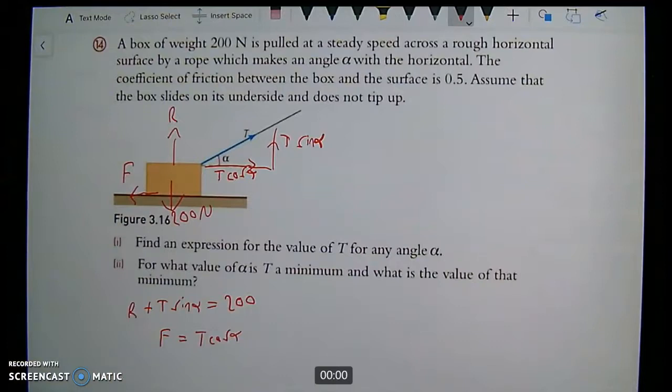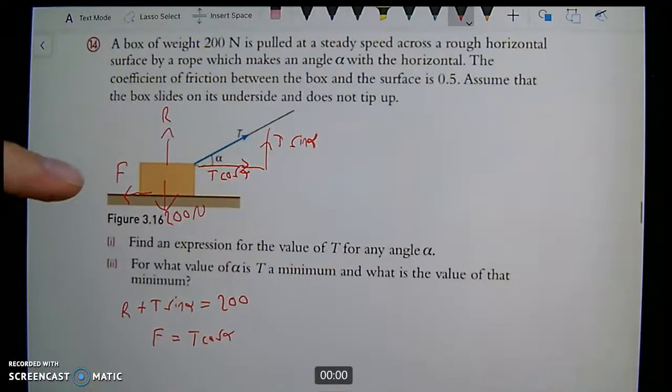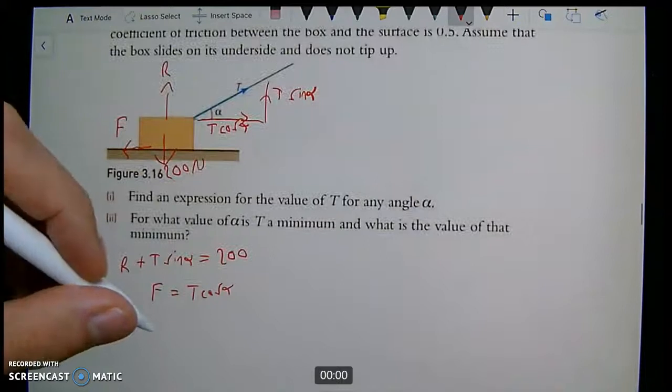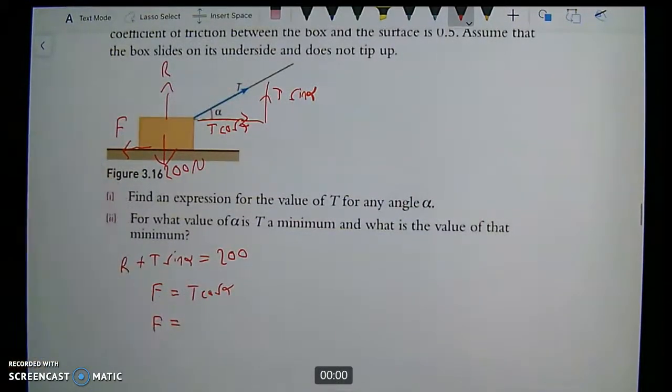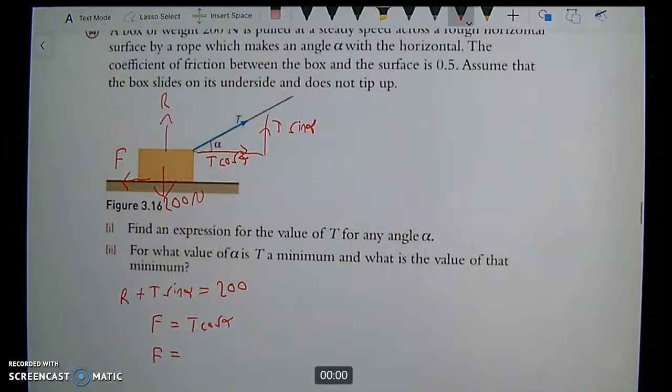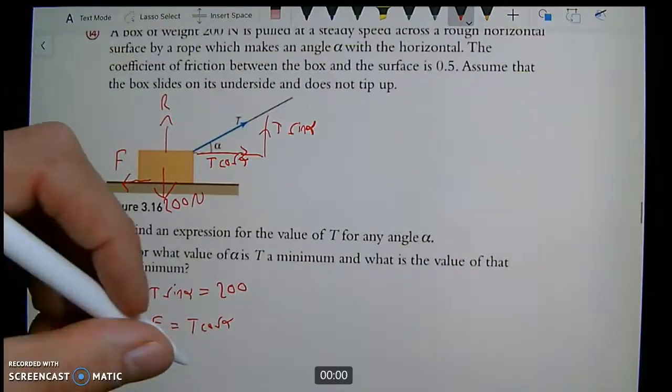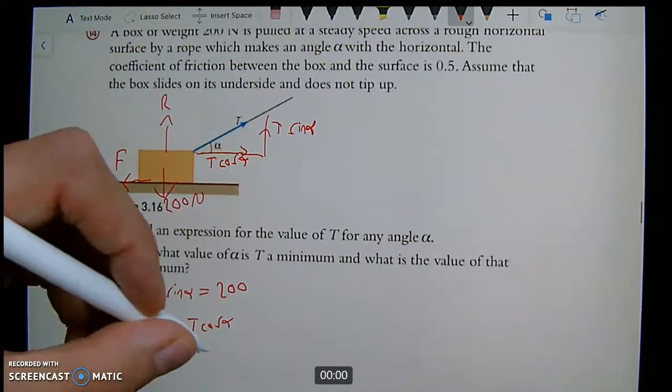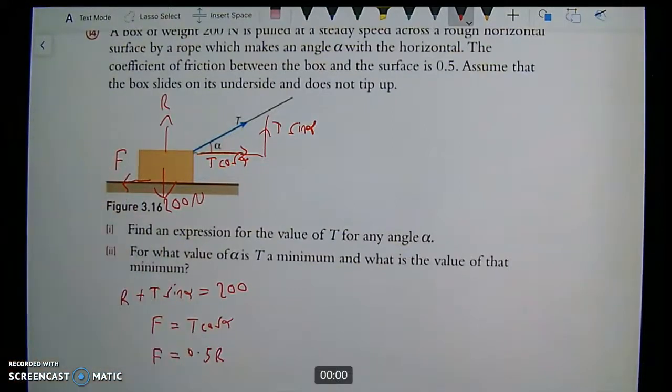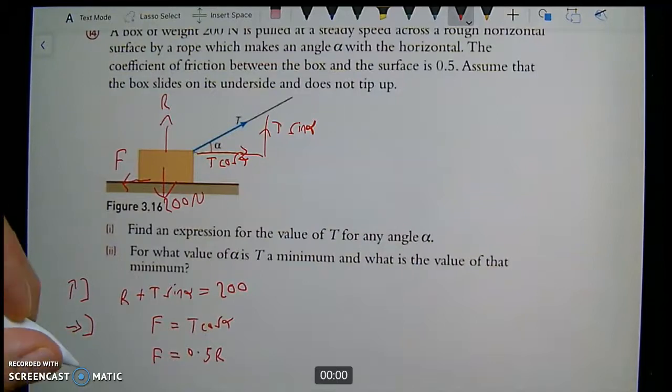And finally, we can say that because the object is moving, friction must equal its maximum value of mu R, and mu, it tells us in the question, is 0.5, so we're going to have F equals 0.5 R. So those are our three equations from resolving horizontally, vertically, and applying F equals mu R.